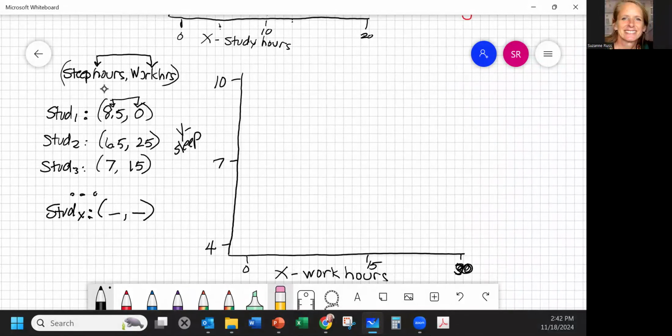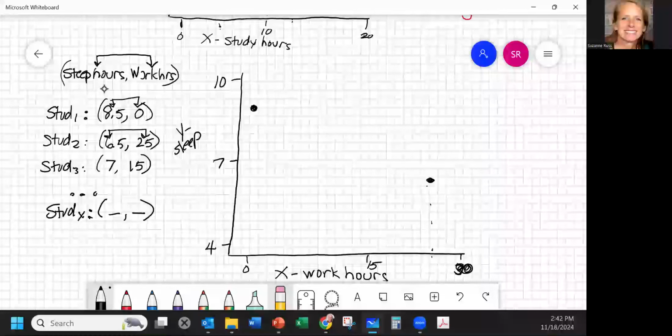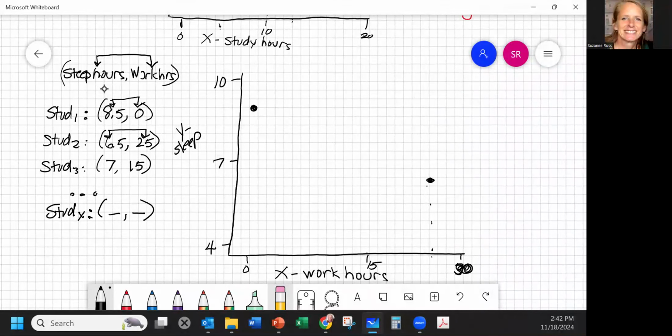So in this first person, they have 0 on their work hours and 8.5 on their sleep. So their point is going to be right around here. The second person has 25. Once again, I'm drawing these arrows. They should be switched. 25 on their work hours, and their sleep is 6.5. So that's going to plot out right around here. And the next student is going to have 15 on their work hours and 7 on their sleep hours. The point is going to be right around there.